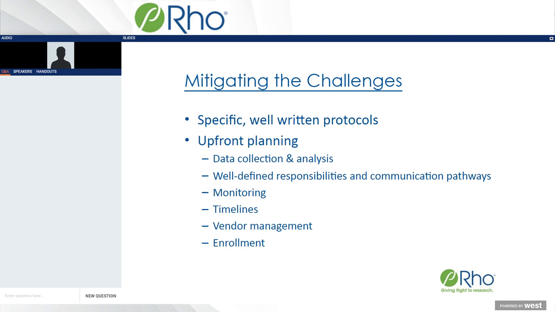The upfront planning, we cannot stress this enough. There are so many pieces that go into this. It's not just how do I get my site up and running and my first patient in as quickly as possible. There are so many pieces that you really need to have in place in a fast-paced study, so that once enrollment goes, you don't have to be making too many adjustments, or have too many things coming up timeline-wise that are impacting your enrollment.